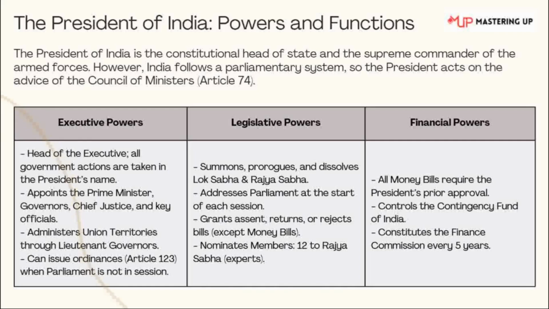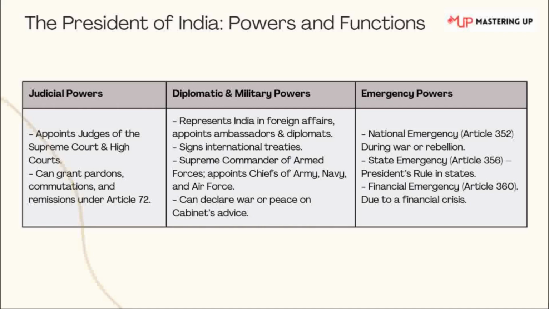Financial power. With financial powers, all money bills require the President's prior approval. The President controls the contingency fund of India and constitutes the Finance Commission every 5 years. With the judicial power, the President appoints judges of the Supreme Court and High Courts and can also grant pardons, commutations and remissions under Article 72.